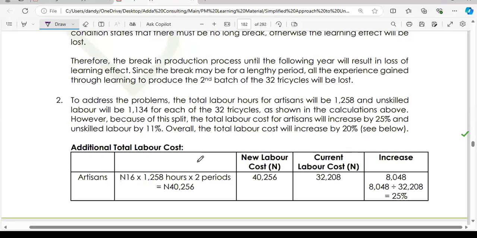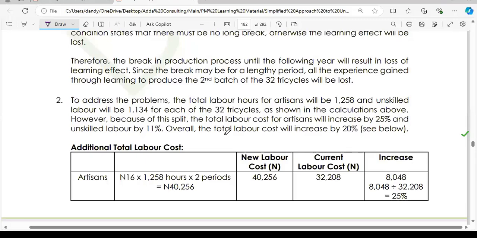Of course, we have to do the calculation. How do you do that? So what you need to do now is to do your calculation as if you want to do it for 64, just like we have done the 2013 and the 2041 hours for artisan as well as for unskilled labor. Then you now do your calculation for total hours for producing 32 tricycle. And see the difference, what has changed.